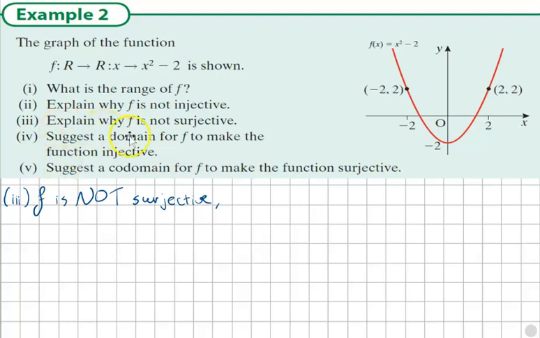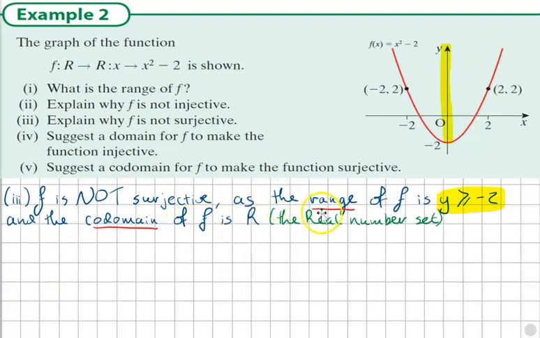Part 3, explain why f is not surjective. So the function f is not surjective as the range of f is y greater than or equal to minus 2, and the codomain of f is capital R, which represents the real number set. So all numbers on the number line: positive, negative, whole numbers, fractions, decimals, all the numbers on the number line.